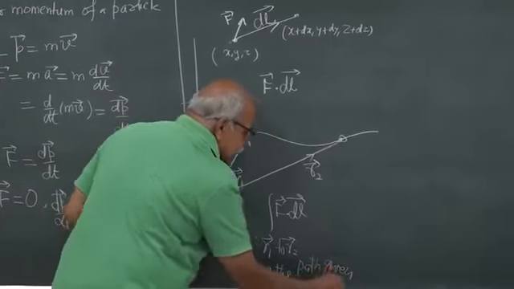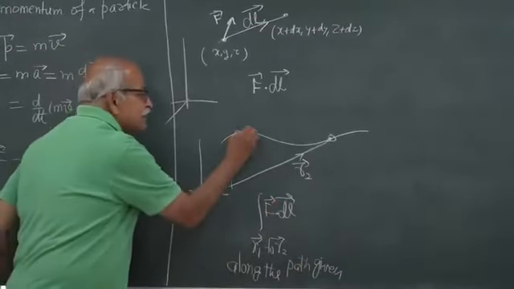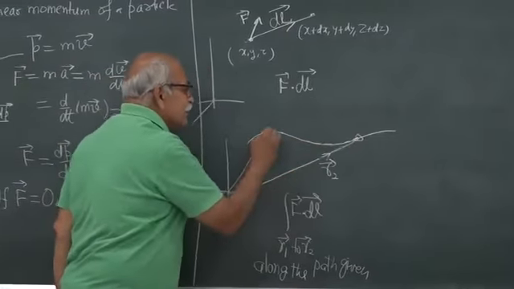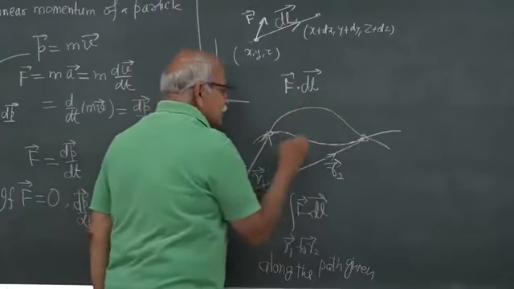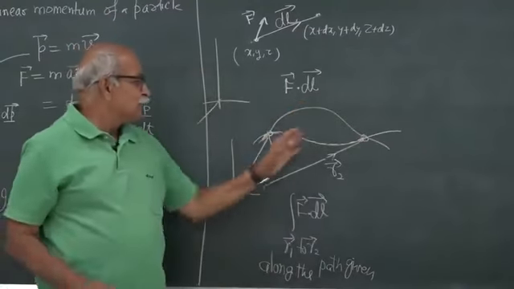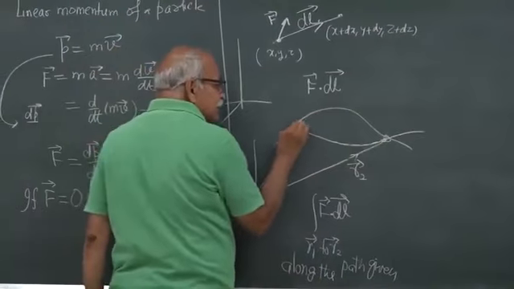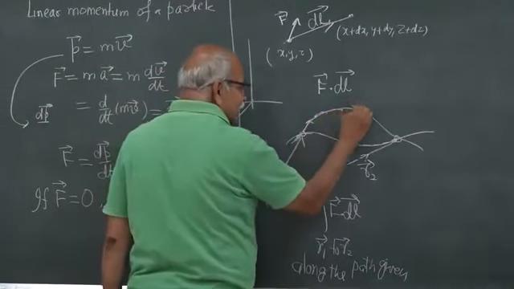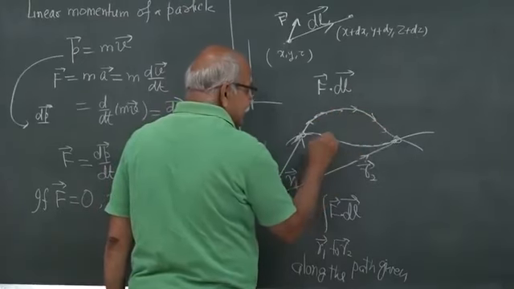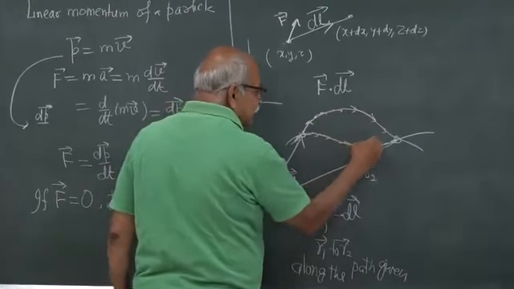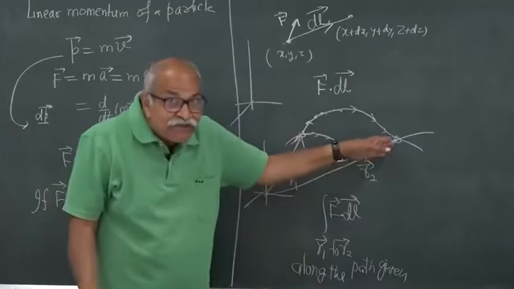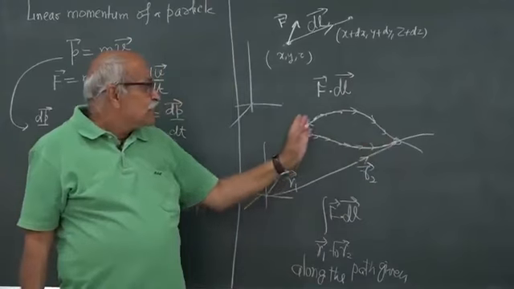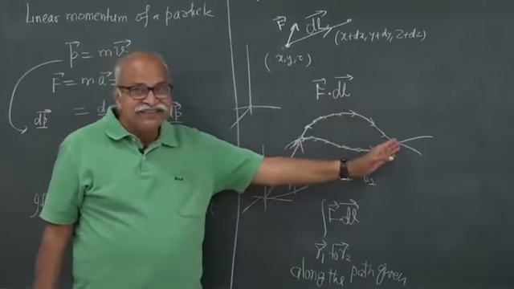Because I have to take this dl, then this dl, then this dl, and so on. If I take another path here from the same point r1 to r2, then I will be taking different dl's, then this dl, then this dl, and so on. So, it is different, right. So, F dot dl along this path may or may not be equal to F dot dl along this path.